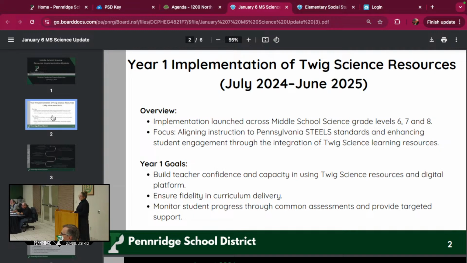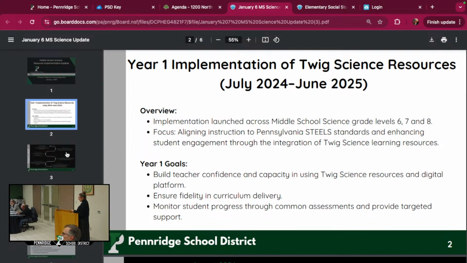Our year 1 goals have been to build teacher confidence and capacity in using the Twig Science resources and the digital platform that we are having. We are hoping to ensure fidelity in the curriculum delivery and monitoring student progress through common assessments and provide targeted support.